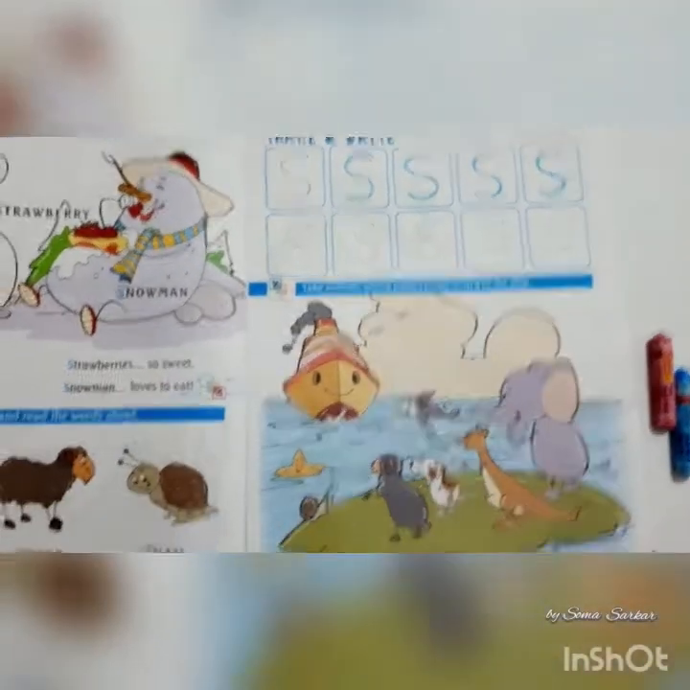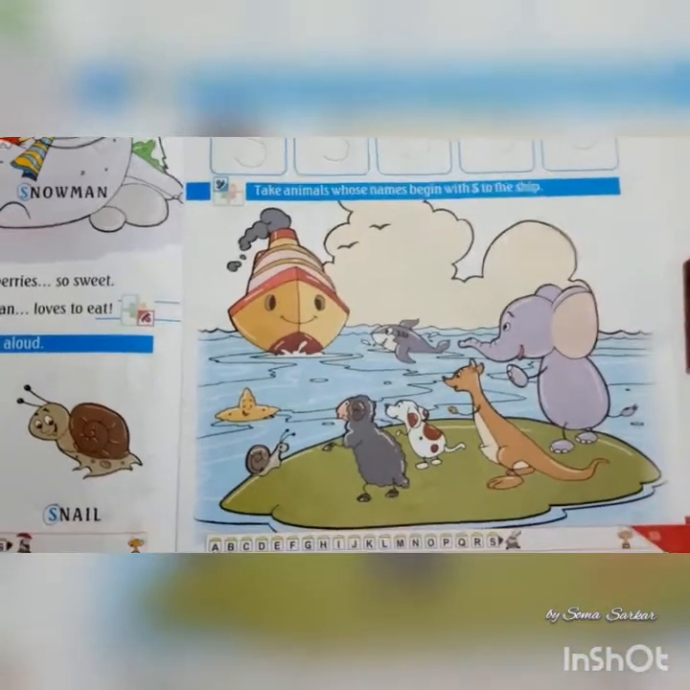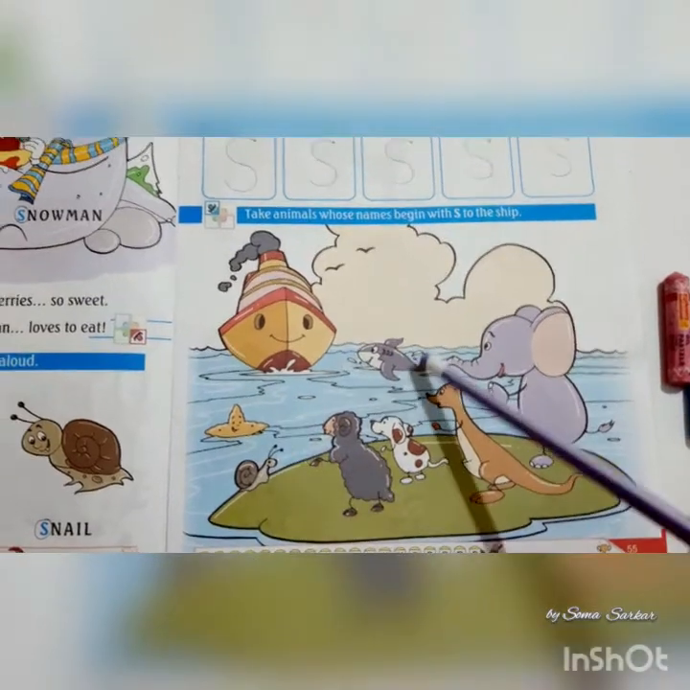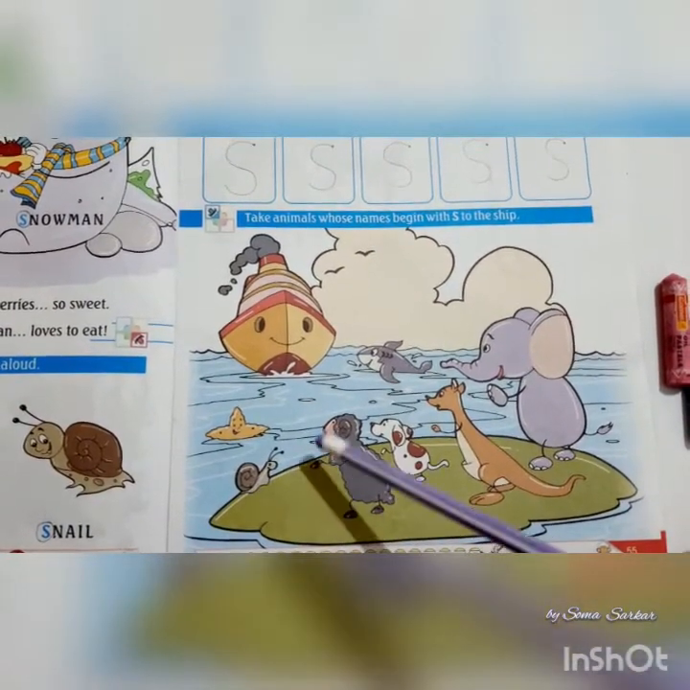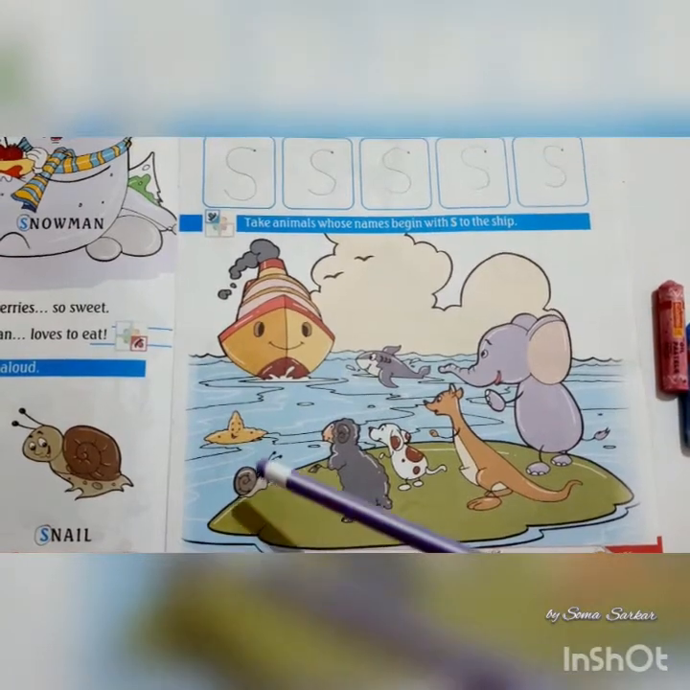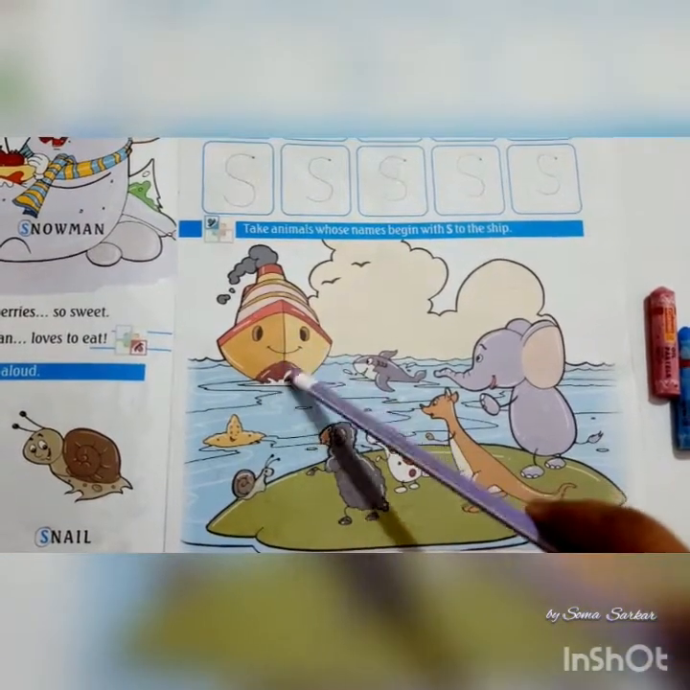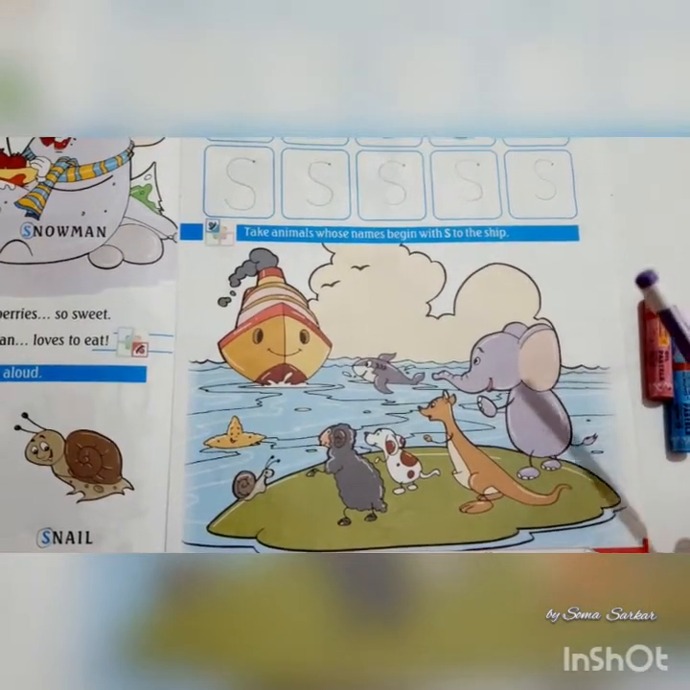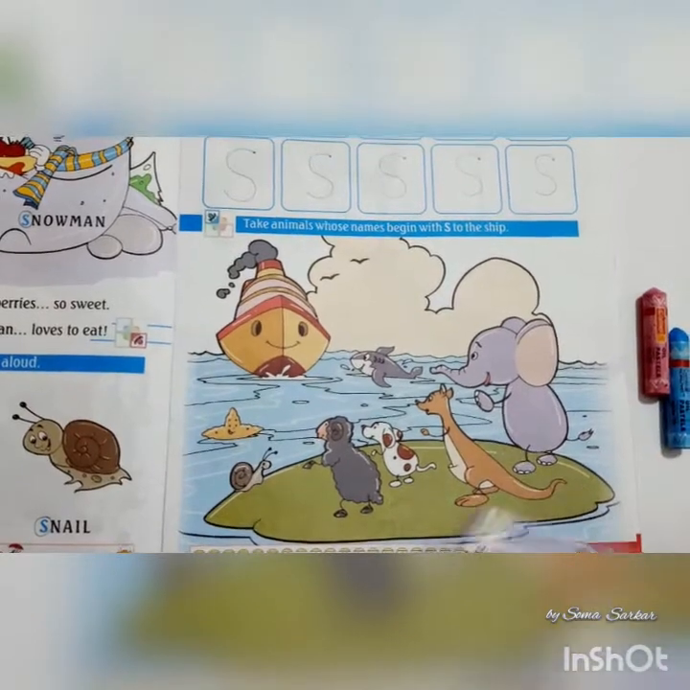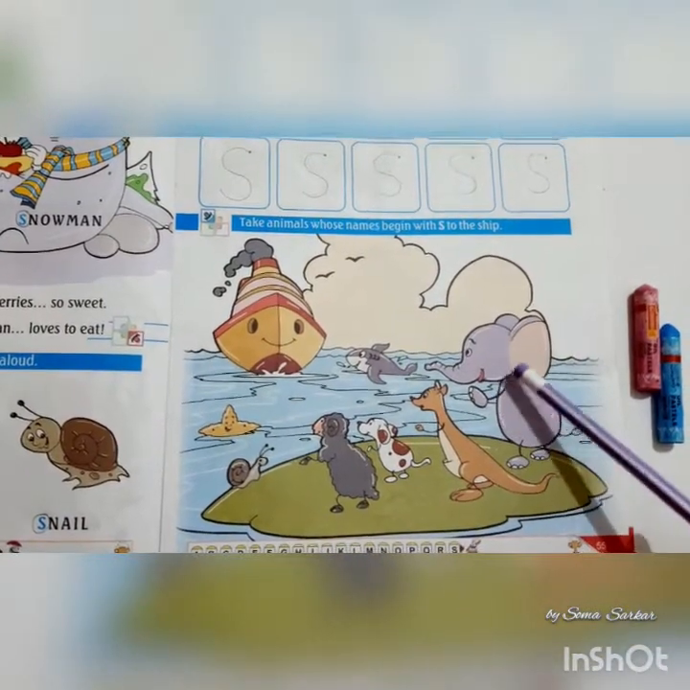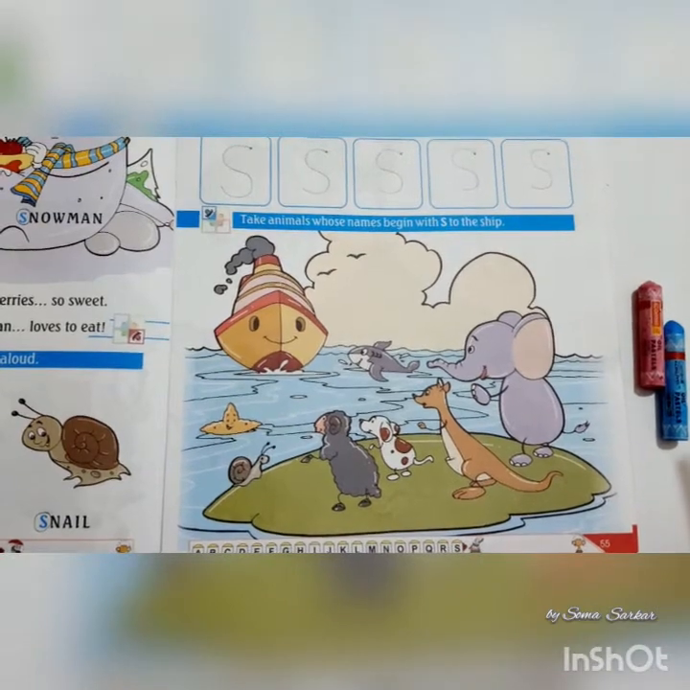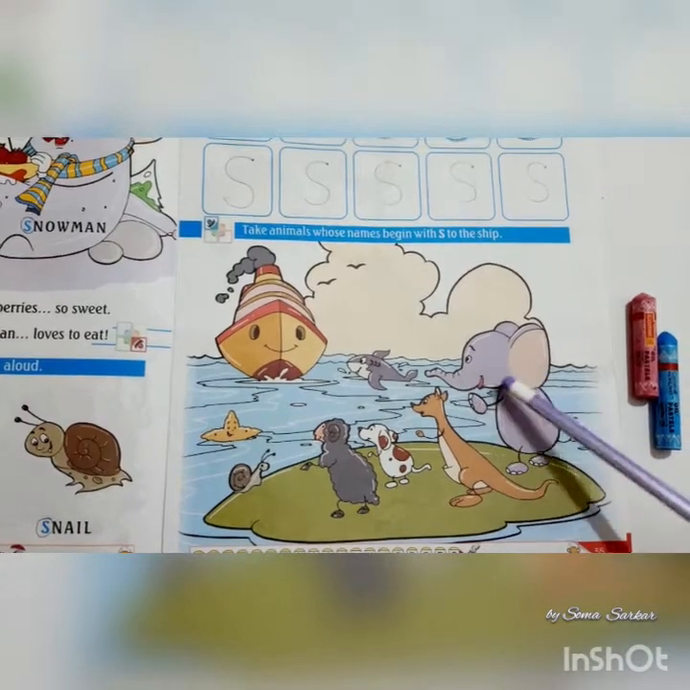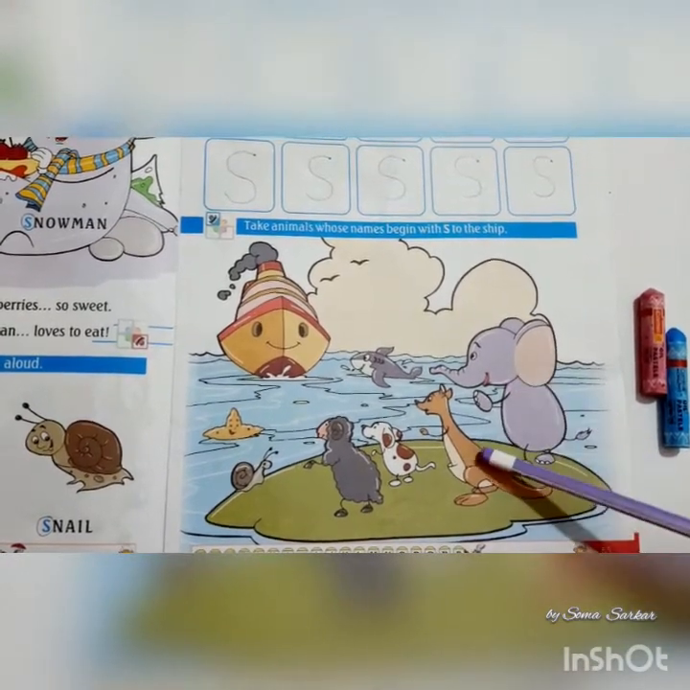Very good, kids. Now it's time for fun. Look at this picture, kids. Wow! So many animals are waiting for the ship. Okay? They want to go in this ship. Now, first tell me the names of these animals. Okay? What is this? Tell me. Yes, this is an elephant.